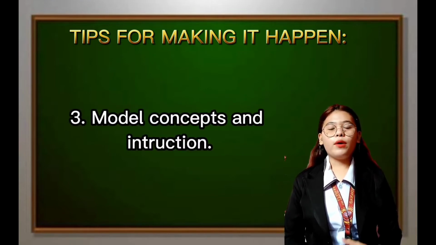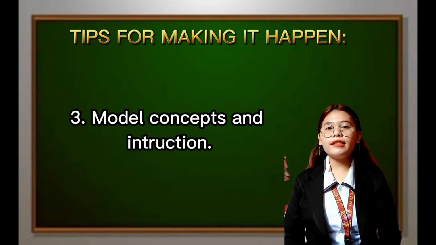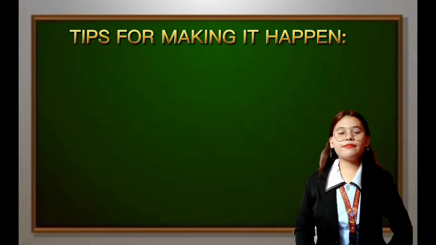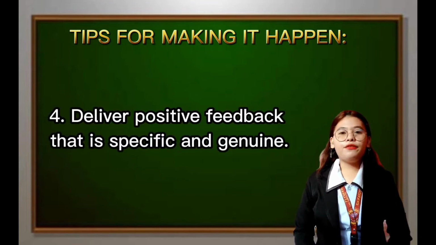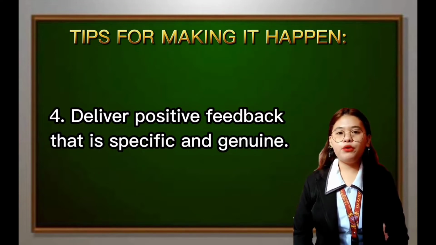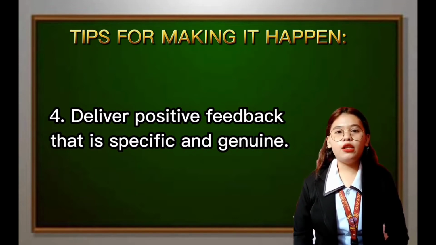Number 3. Model concept and instruction. The model, or what we call visual aid, helps students to understand and learn concepts by identifying attributes or key features through a process of analysis, comparison, and contrast of examples. And number 4. Delivers positive feedback that is specific and genuine. Constructive feedback helps students learn from their mistakes, while positive feedback builds their confidence and improves their positive self-talk, and it helps students become self-regulated learners.